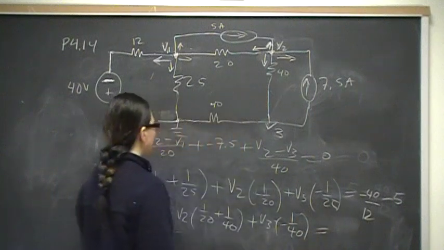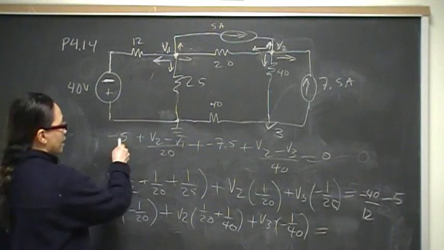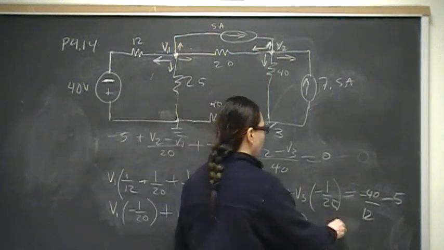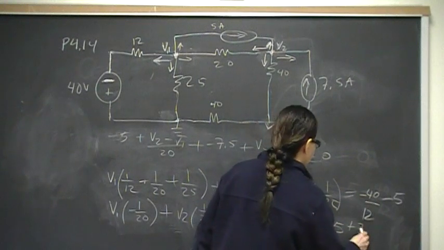And all constants get moved to the other side. I have a -5 here and a -7.5 here. They become positive on the other side.